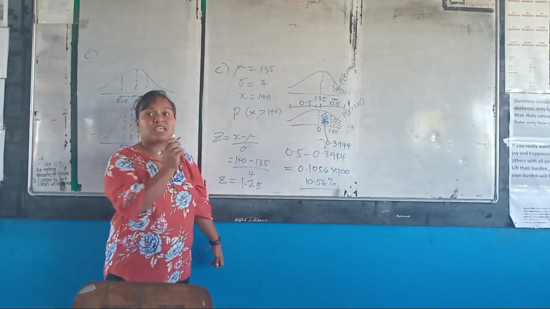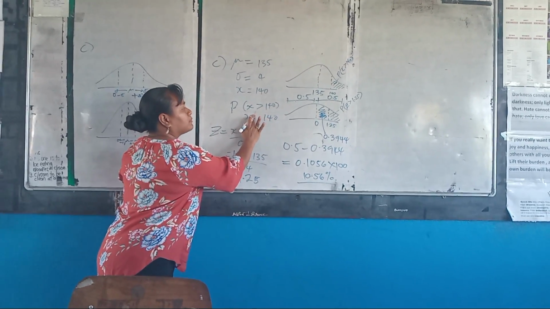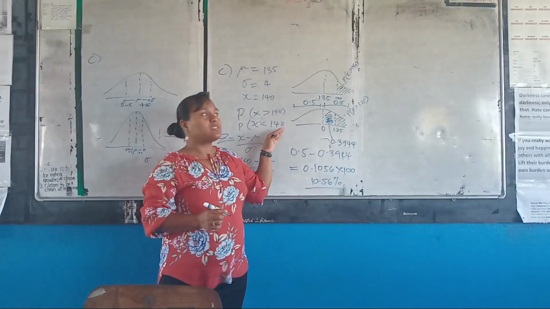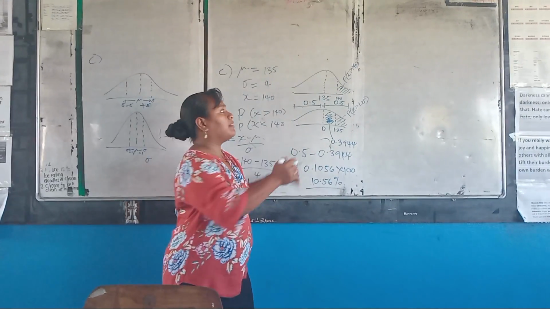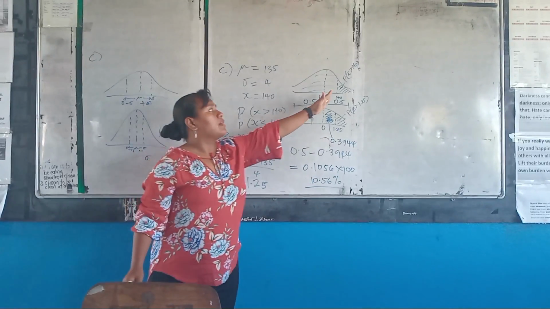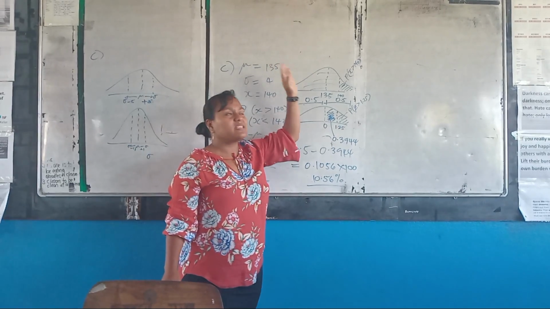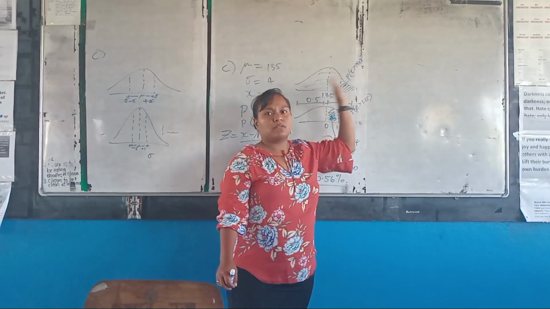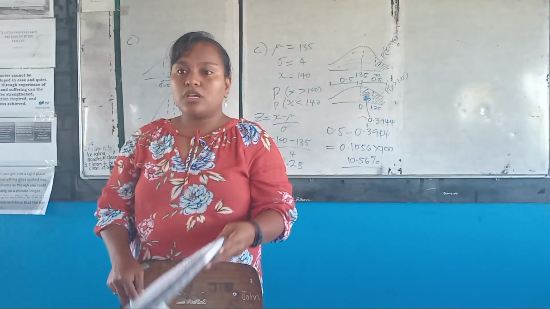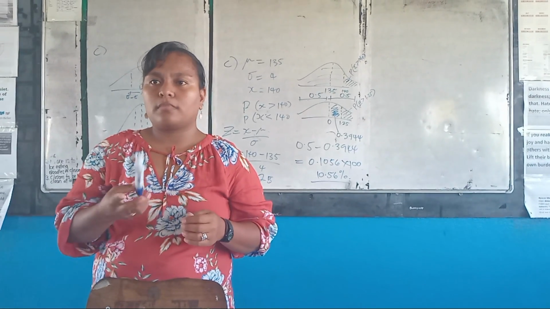If the question says probability of x less than 140, it's this whole area here, because it's less than 140. But in this case, more than 140. Everybody understood? So you do your correction, you send your work, I'll come around and check. Thank you.